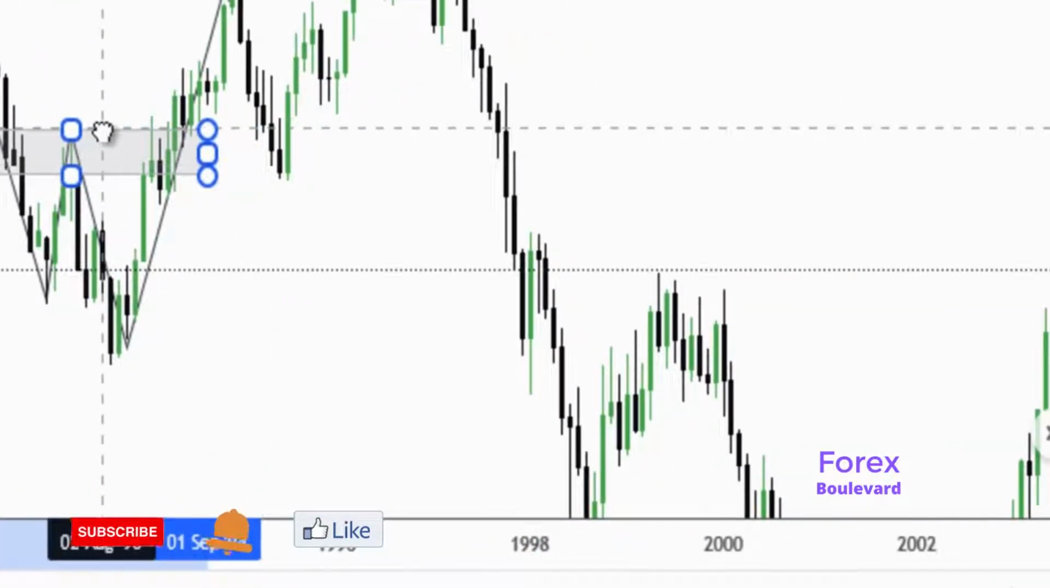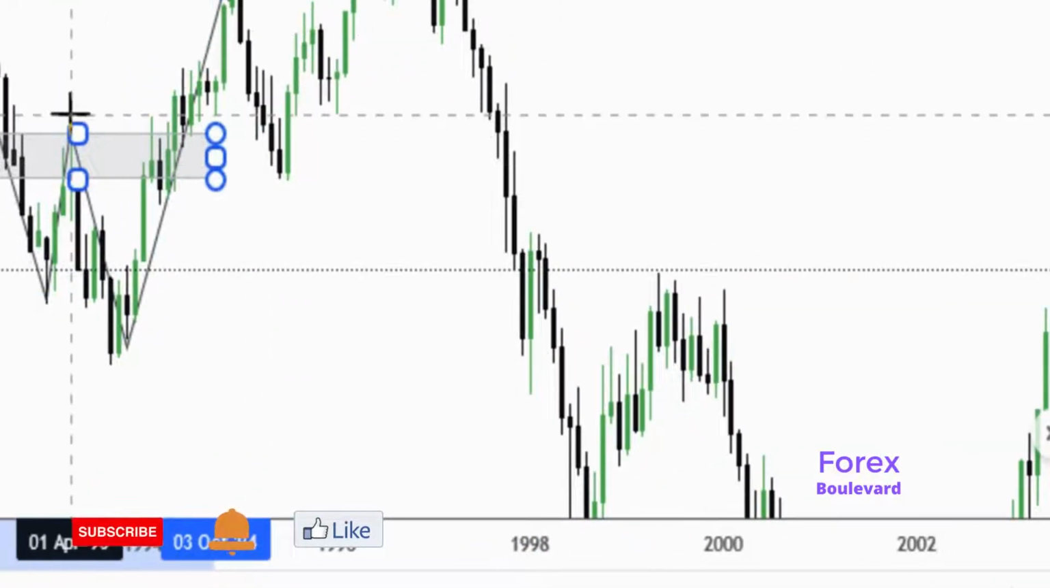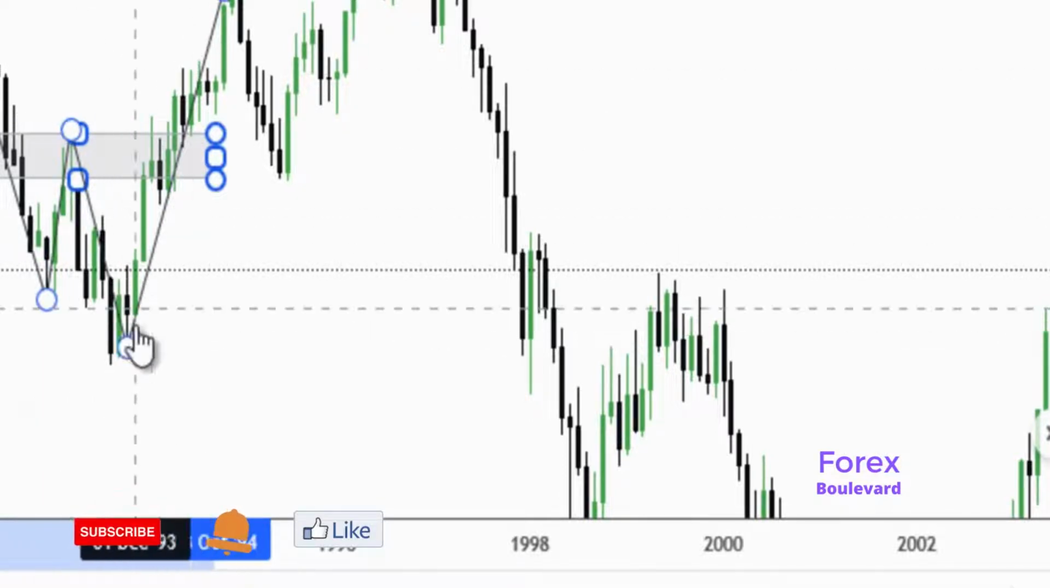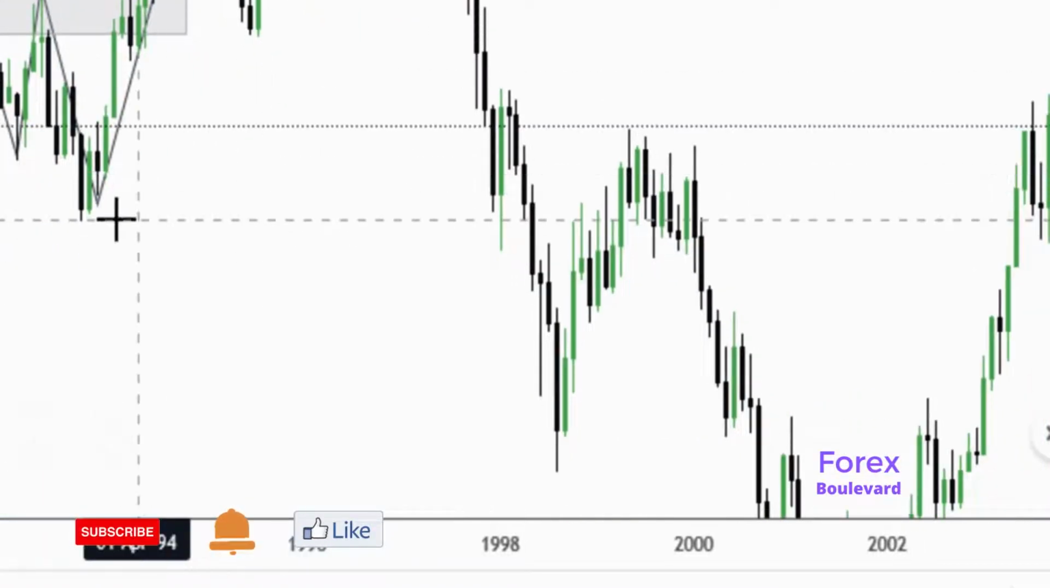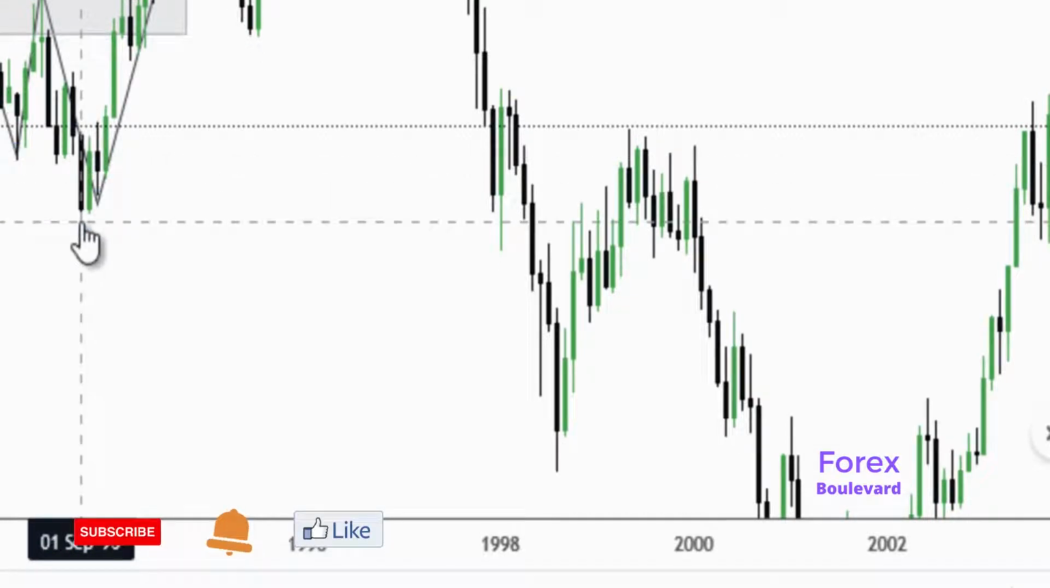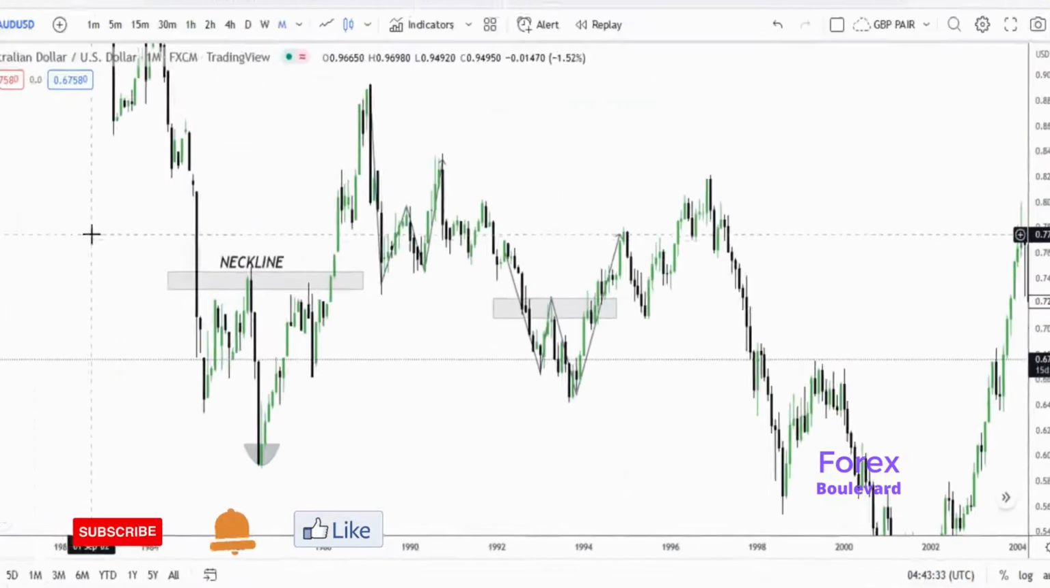Yeah, can you see that? I have a neckline here. This top goes up, comes down, goes up. So this is a double bottom. This is a double bottom with a lower touch, just like what we have here in this first instance.